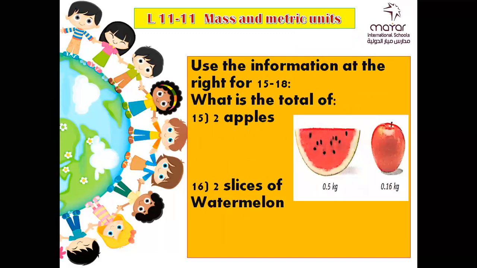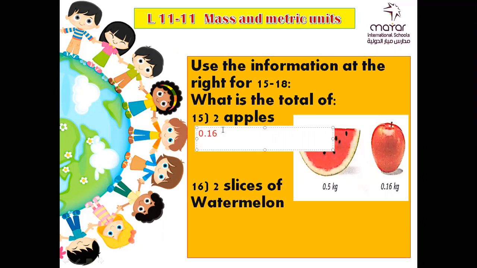Now use the information at the right for 15 to 18. What's the total? Remember the total. What is it? It's a keyword for addition or subtraction. Excellent, addition. Now 2 apples. What should we do? It's 2 apples, so we're going to add what? 1 apple is 16.00. So we're going to write 16.